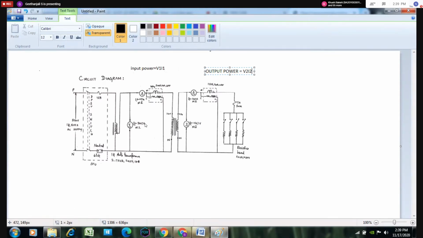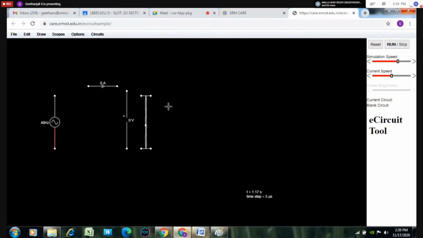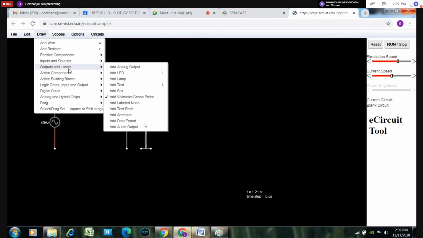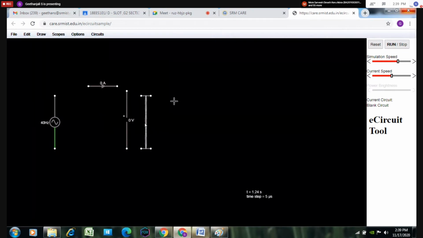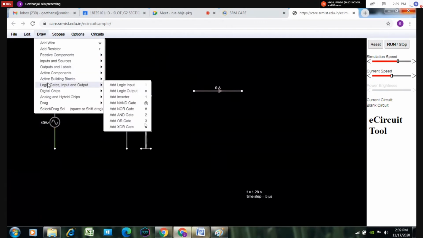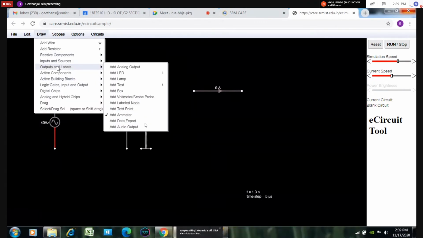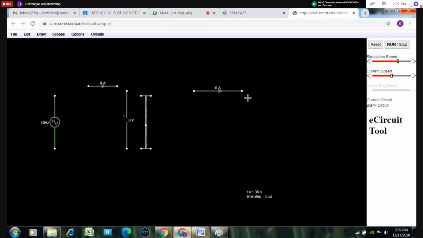So we kept this voltmeter, ammeter, then the transformer. In the secondary side, we need a voltmeter and ammeter. In the secondary side, draw, outputs and labels, add ammeter. So the ammeter is available. Next, draw, inputs, outputs and labels. Ammeter, we need the voltmeter. Where is the voltmeter? This is the voltmeter.